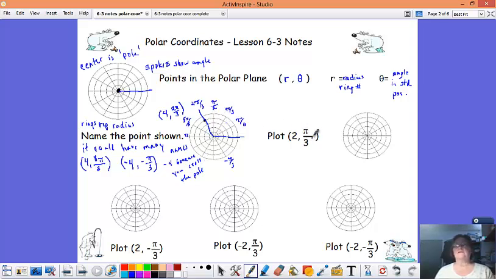So now we're going to ask you to do one. We want you to plot the point 2 and pi thirds. So we're looking at our unit circle. Here's the pi thirds spoke. We want to be on the second ring. So there we are right there.